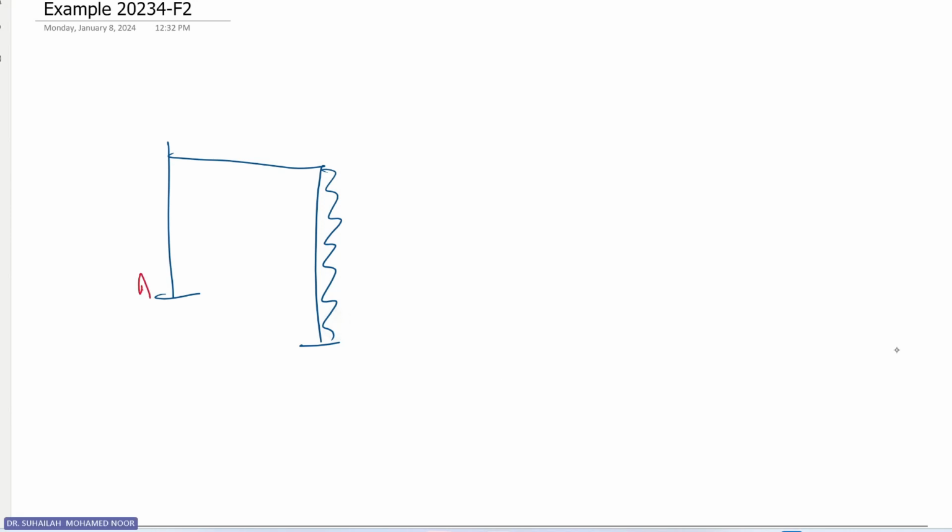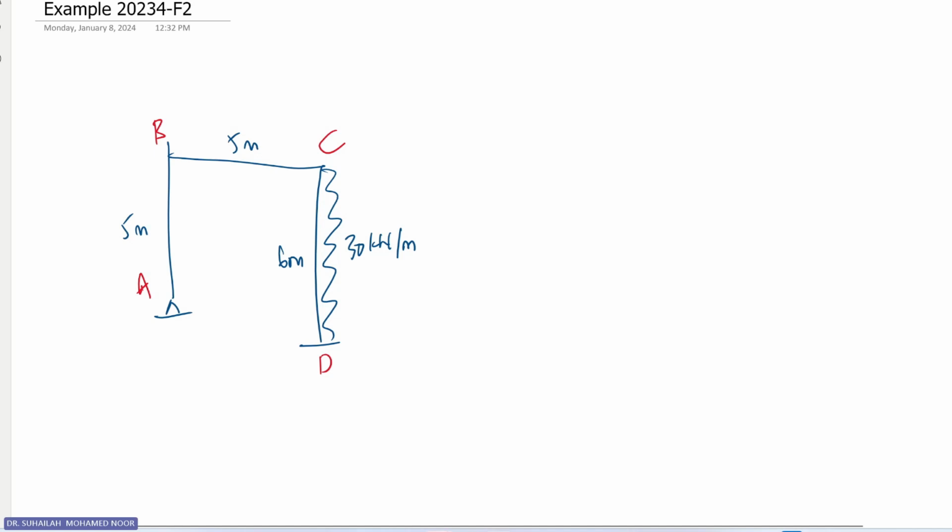Frame A, B, C, D. Okay, I want to change the support at A to pin support. The CD is loaded with W, 30 kilonewton per meter. This is 6 meter. Okay, this is 5 meter and 5 meter.